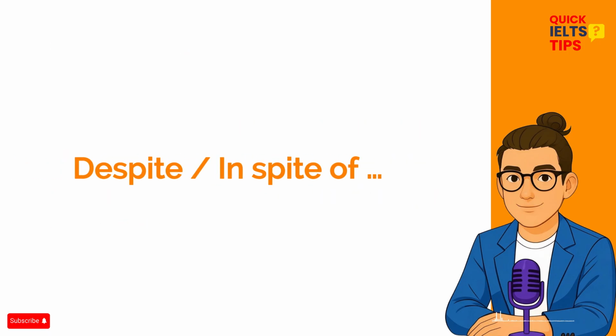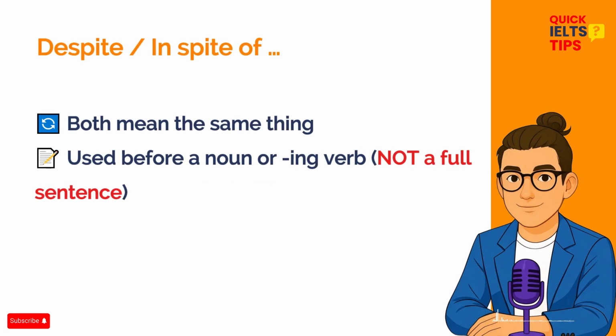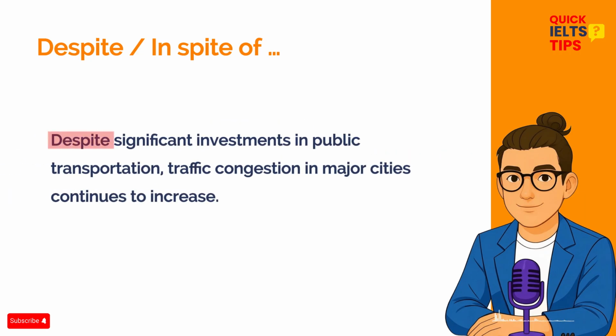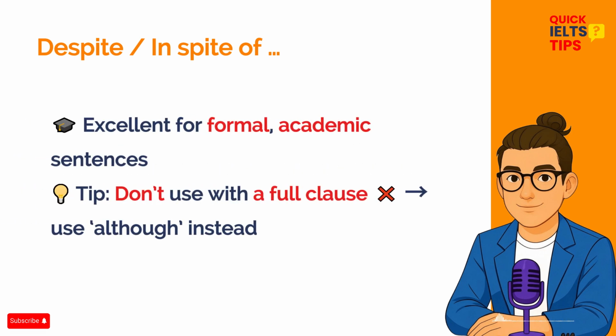Our final phrase is despite or in spite of. Both mean the same thing, and they're used to show contrast before a noun or an ing verb, not a full sentence. For example, despite significant investments in public transportation, traffic congestion in major cities continues to increase. These phrases are excellent because they allow you to write complex, formal sentences that sound academic.